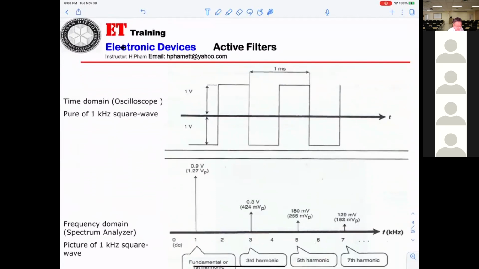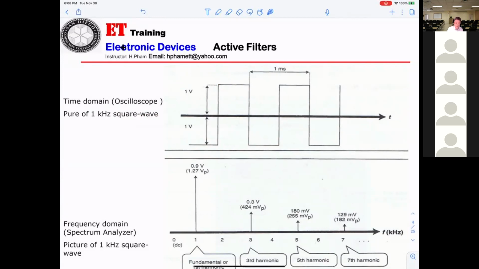Now you can see this is a square wave displayed on the oscilloscope. They've given you the period of 1 millisecond. Using f equals 1 over T, you get a 1 kilohertz square wave. And you can see this is a negative 1 volt, and this is a positive 1 volt. If you look at a square wave on your oscilloscope, you can see exactly the same.